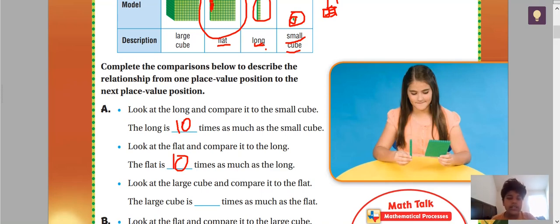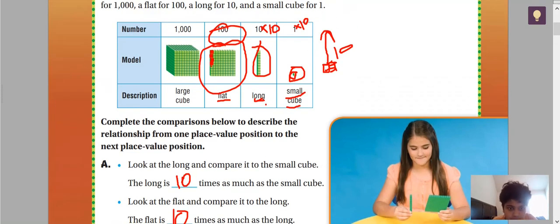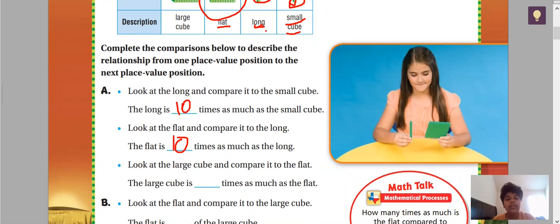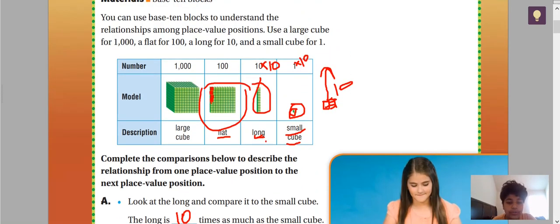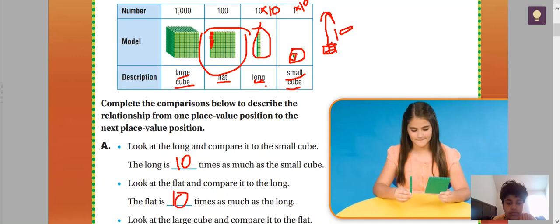So, the large cube is how many times as much as the flat? We have one large cube, and we're comparing it to the flat. Let's remove this 100 circle thing. Okay, we're back. Let's not talk about circles anymore. Okay, so what was the question? Look at the large cube compared to the flat. The large cube is how many times as much as the flat?